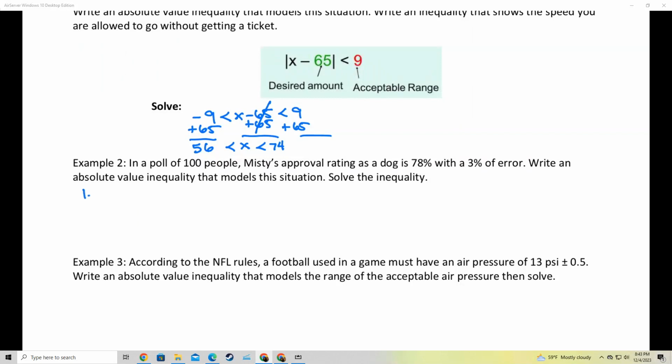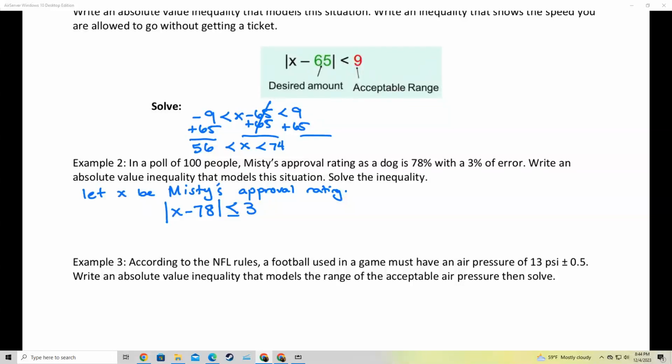I'm going to write, let x be Misty's approval rating. I want the distance between my approval rating and the 78% to be within 3%. So I'm going to take Misty's approval rating and find the distance between that and 78%. I want that margin of error to be less than 3%, with a 3% margin of error. So I guess it could be equal to 3% as well, so we're going to put that equal sign. 3% would still be good.